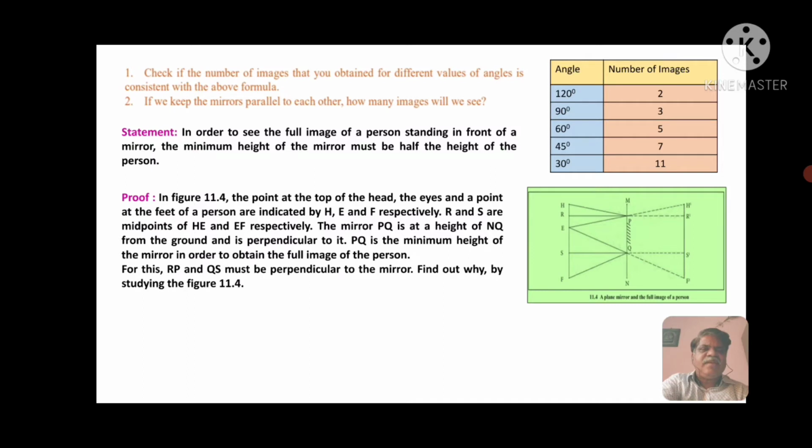So for this, RP and QS must be equal. The height of the mirror PQ is equal to RS, which can be written as RE plus ES. So we can write HE by 2, that is RE, half of HE, plus EF by 2, that is ES. Which could be written as HF by 2, that is half of the person's height.